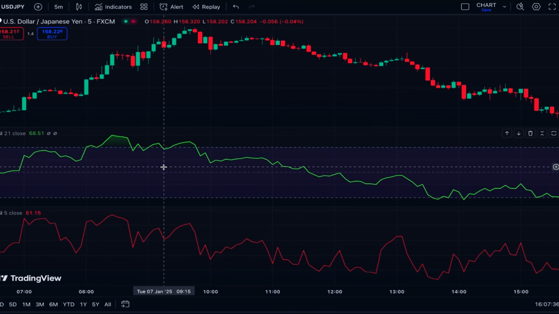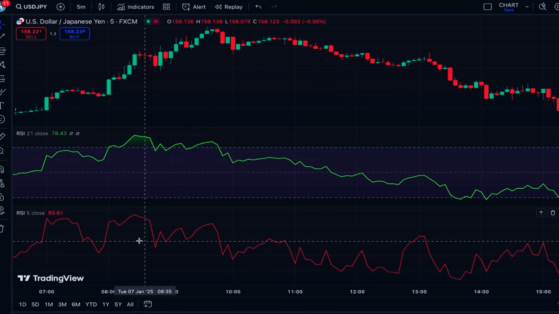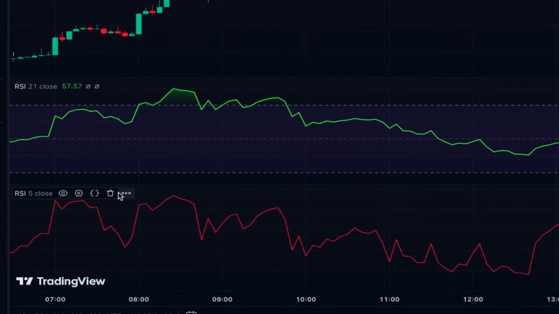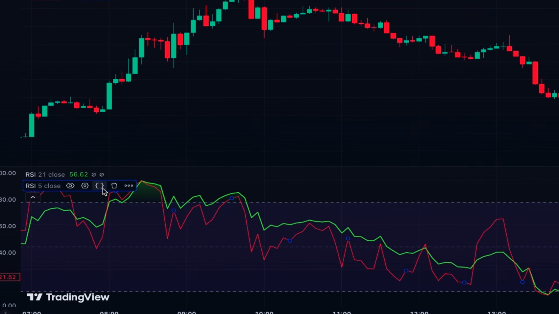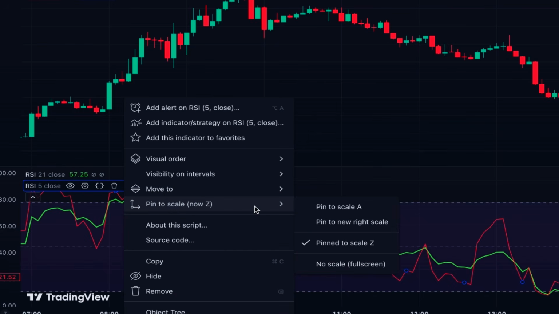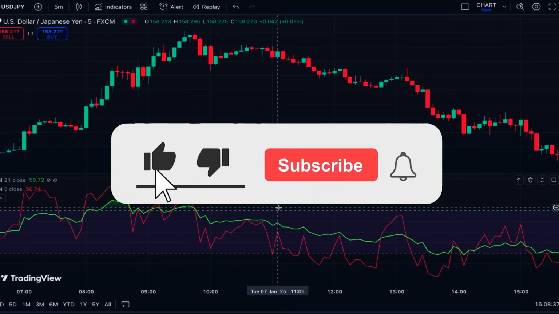And now we should combine them together. First, for the RSI at the bottom, the red one, which has shorter length, here we click on more and then move to, and we click on existing pane above. And again for the same RSI, the red RSI with shorter length, again we click on more, and here for pane scale, we click on pane scale A. Alright, everything is already set on the chart, and let's see how we trade based on this setup.